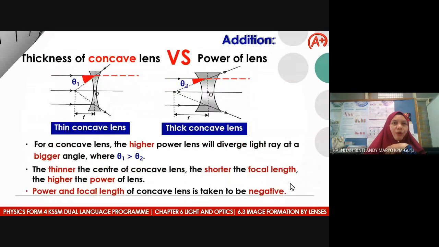And this one is for the concave lens. How to determine the power of a concave lens? Which concave lens has a greater power, a thin one or a thick one? From this you can see the angle theta is greater for the thinner concave lens. This means for a concave lens, the thinner lens has a higher power and a shorter focal length.